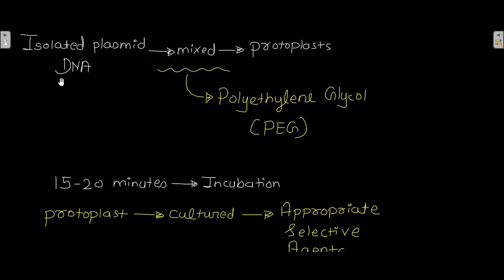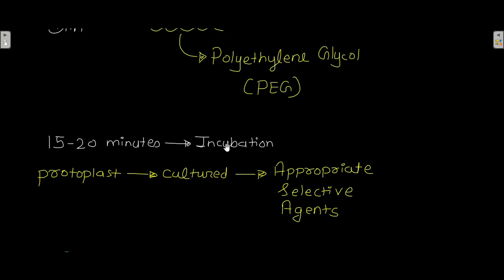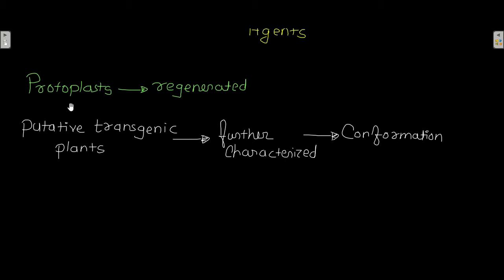So you mix your DNA with the protoplast, you put PEG into it, you incubate for 15 to 20 minutes, and after that you culture those protoplasts in the presence of the appropriate selective agents. After that the protoplasts are regenerated and the putative transgenic plants are further characterized for confirmation. So that is how your chemical method works.